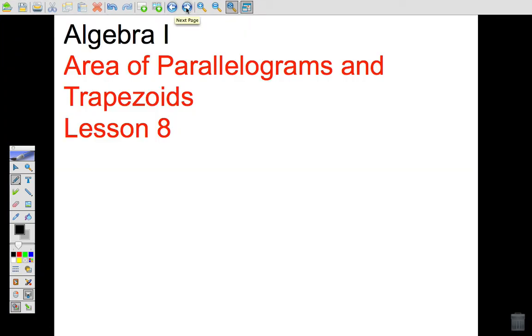All right, this is the last topic that we have in lesson 8, which is area of parallelograms and trapezoids. So far we've talked about area of rectangles and squares, we've talked about the area of a triangle, and we've also talked about the area of circles. And we kind of wrap it up here with parallelograms and trapezoids.